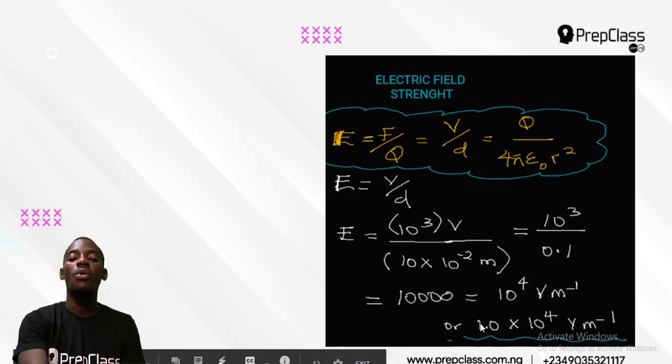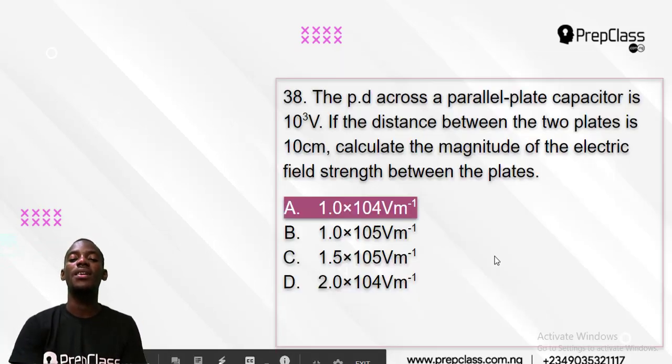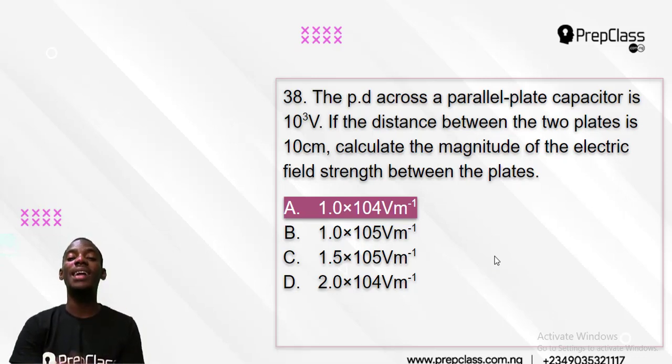It can also be written as 1 times 10 to the power 4 volt per meter, and that's the way the answer was placed. So the answer is 1 times 10 to the power 4 volt per meter.